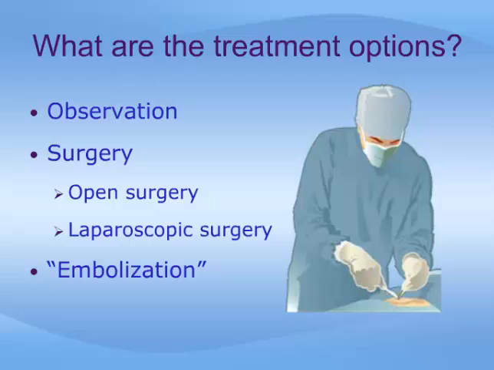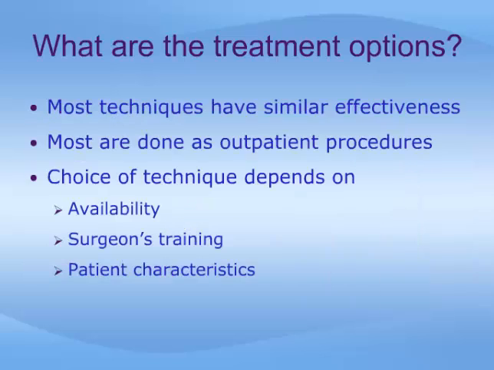When treatment is required, then one has several choices, including open or laparoscopic surgery, where the dilated veins are tied off, or a procedure performed by a radiologist called percutaneous occlusion, where the veins are blocked off with special material. Each of these will be described in more detail on the next several slides. Most of these techniques have similar effectiveness, and most are done as outpatient procedures, meaning that no overnight hospital stay is required. The choice of technique will depend on its availability, your surgeon's training, and the specifics of your particular situation.